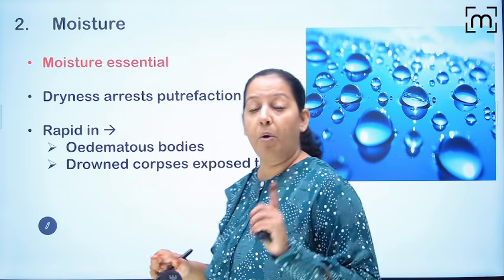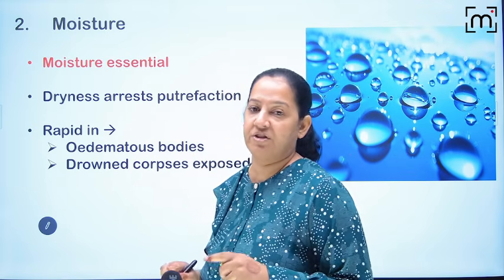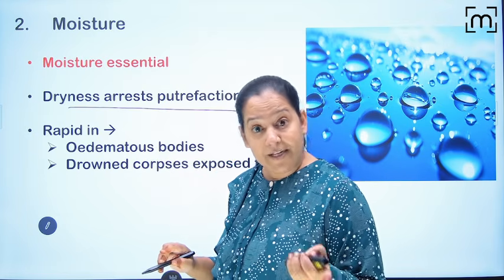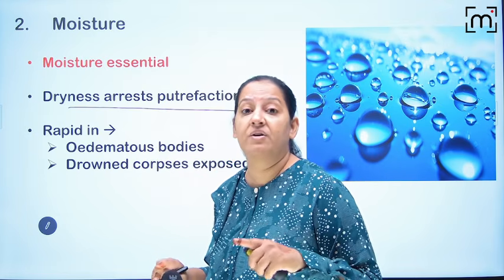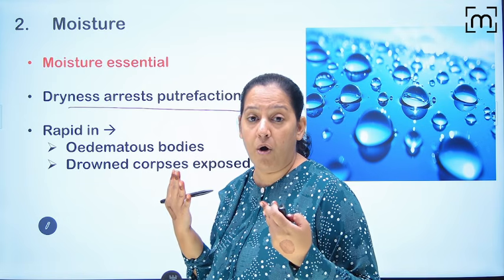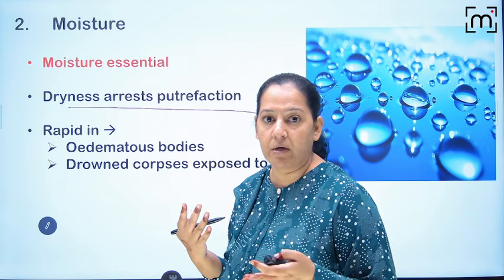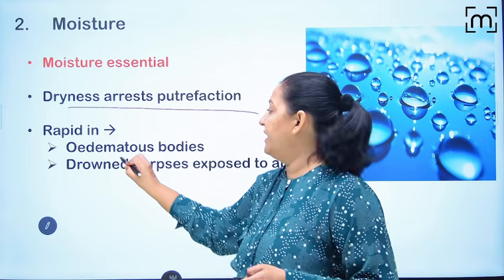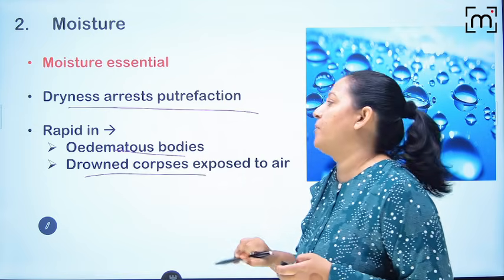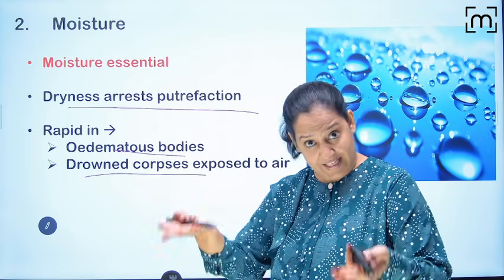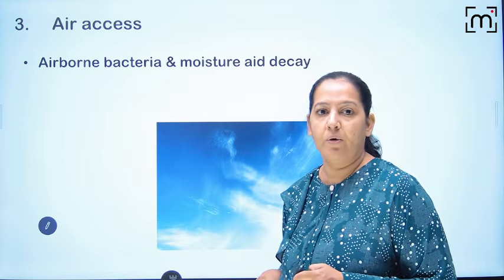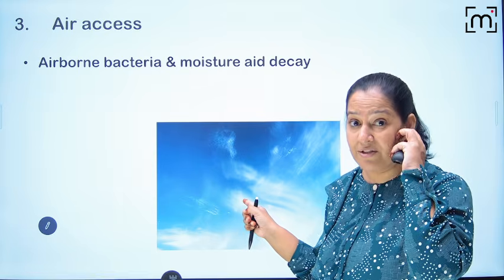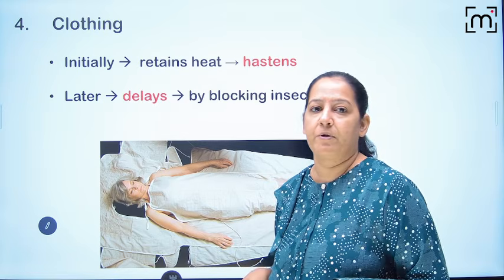Coming to moisture. Moisture is essential for putrefaction. Dryness arrests putrefaction. That's why putrefaction is very fast when the body is taken out in case of drowning. In water, putrefaction is slow, but once the body is taken out, it's very fast. In an edematous body and a drowned dead body, when it is exposed to air, it's very fast. Okay, that is moisture. Air is very essential. Bacteria will survive in the presence of air only.